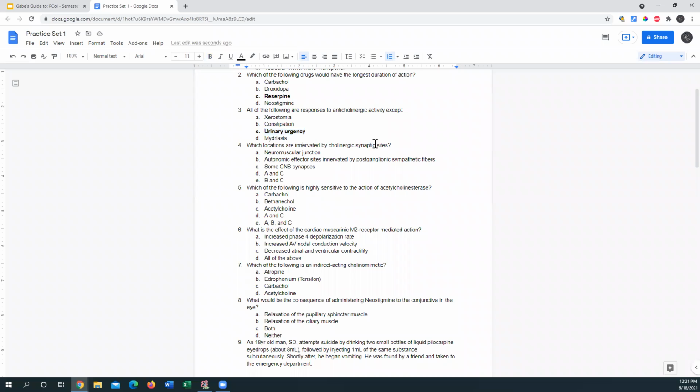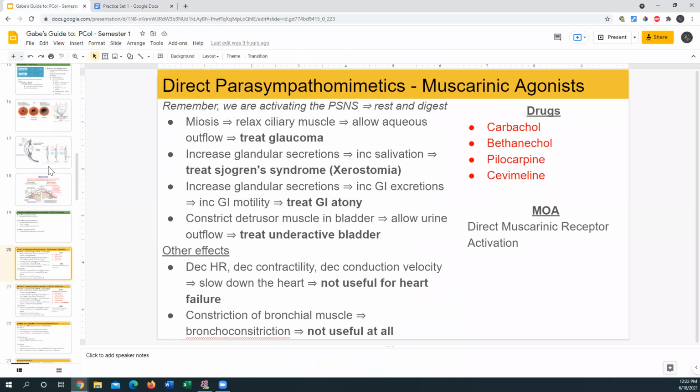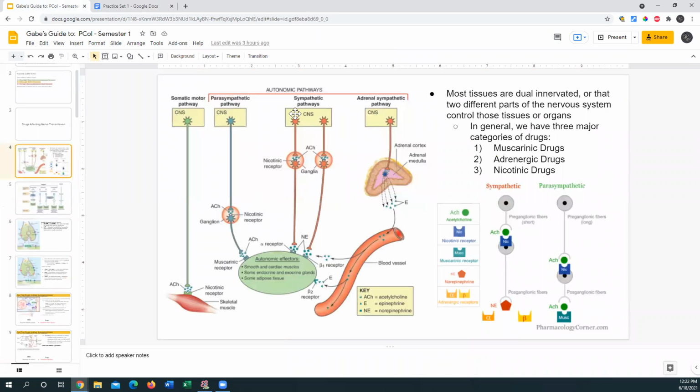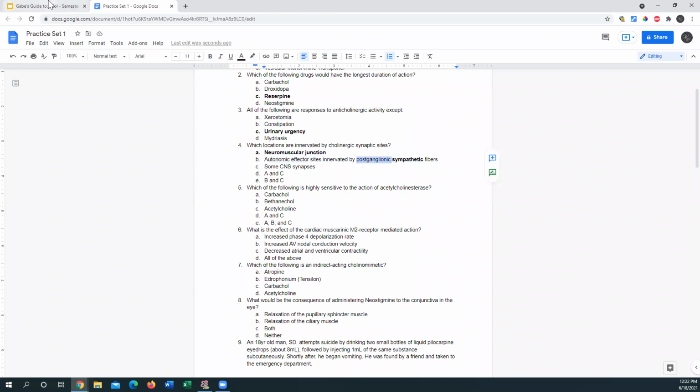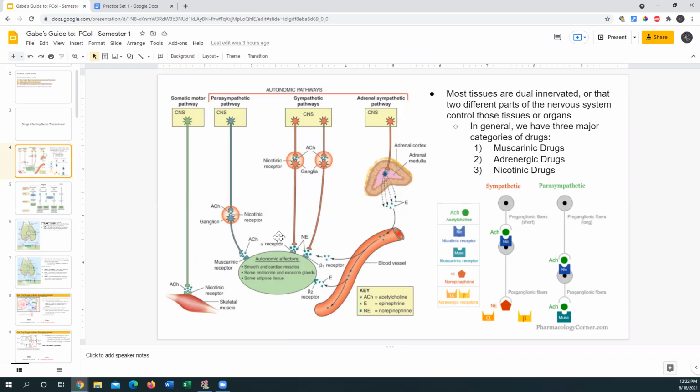Which locations are innervated by cholinergic synaptic sites? Well, we know that cholinergic synapses take place at the neuromuscular junction, so on that somatic side. And are they at autonomic effector sites innervated by postganglionic sympathetic fibers? Well, if we look at the sympathetic nervous system, preganglionic, it's acetylcholine. Postganglionic, it's norepinephrine. So does the sympathetic nervous system have a cholinergic synaptic site? Not postganglionically. Postganglionically, it's norepinephrine or epinephrine.